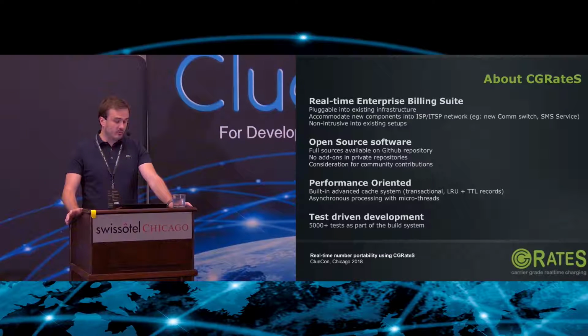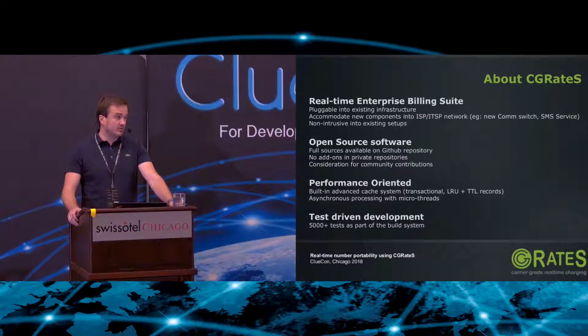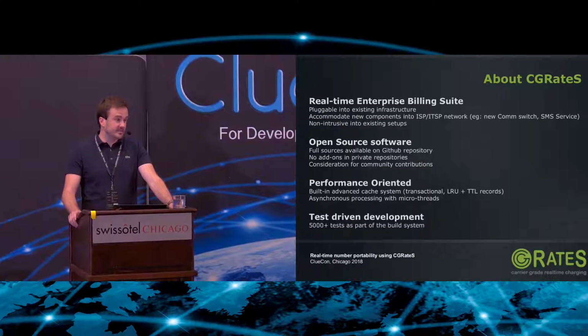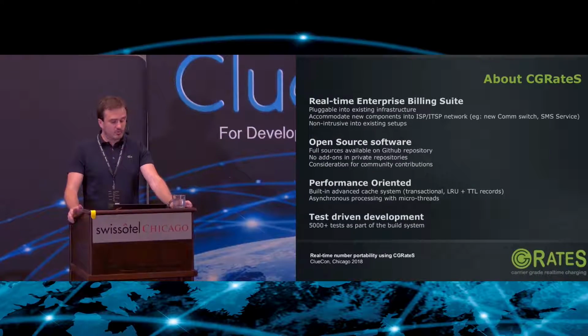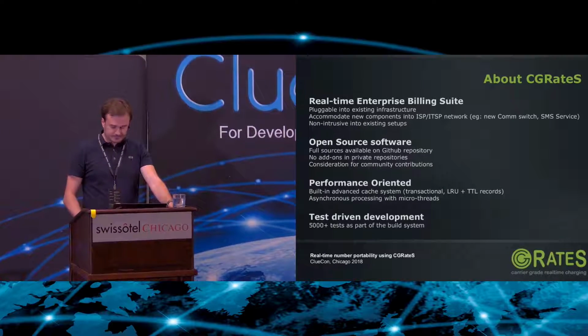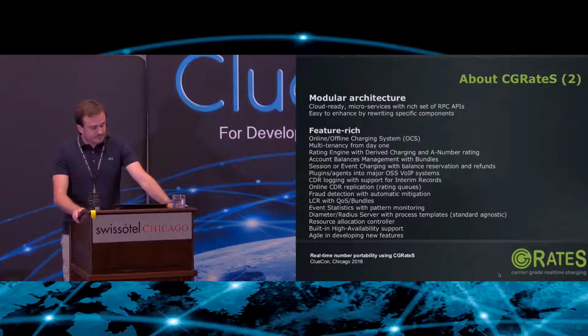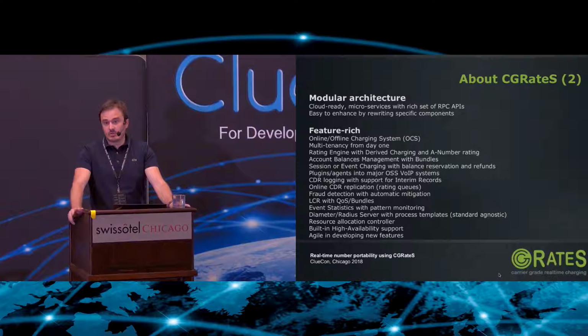It's test-driven development. From the beginning we have focused a lot on tests. This is what saves us, and it gives us the opportunity to keep a compressed team of developers. Today we have more than 5,000 tests which are run as part of our build system. We have a modular architecture. All these fancy words about cloud ready and microservices are built in. Everything we do is API based, so even our components talk between themselves via APIs.